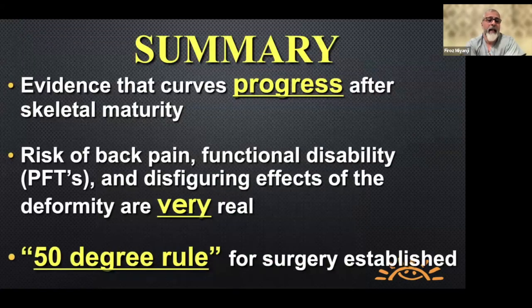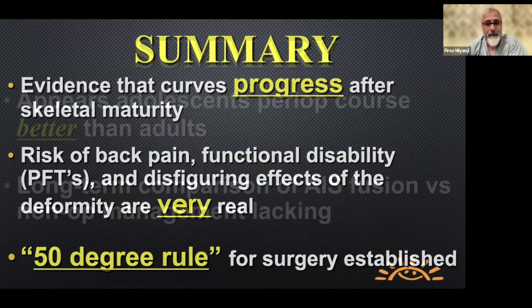So in summary, I'd say that there is very good evidence that despite skeletal maturity, depending on the magnitude and location of the curve, they will progress. The risk of back pain, functional disability like PFTs, and the disfiguring effects of the deformity are very real. And that's why the 50-degree rule for thoracic curves has been established as a discussion point with family members and the patients to consider surgery.